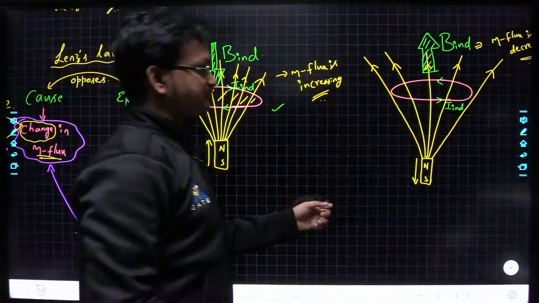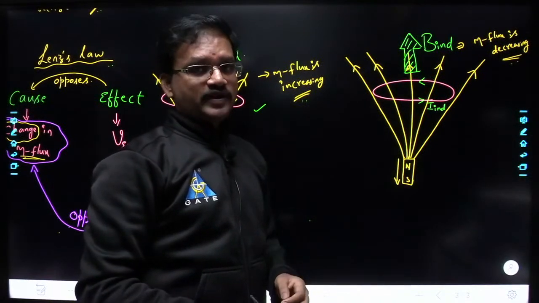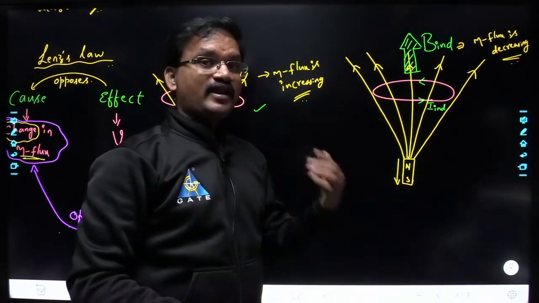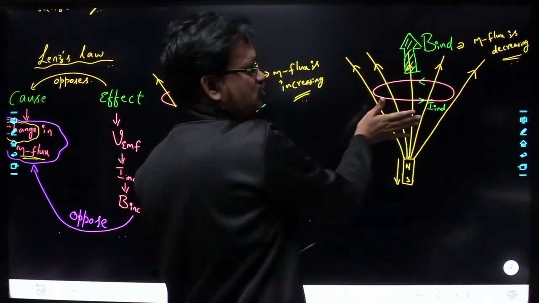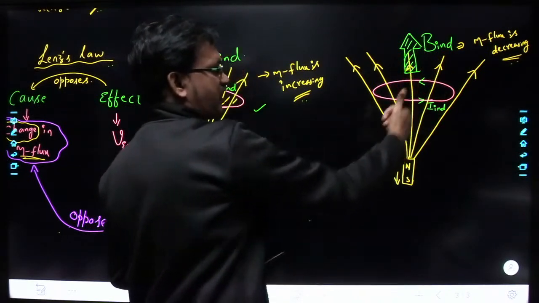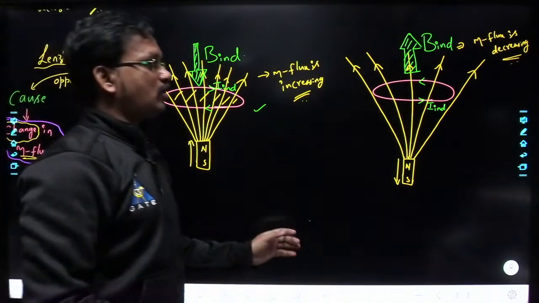Here the number of field lines that are penetrating through the loop is decreasing with respect to time, and the induced magnetic field will try to oppose the decrease. So it has to point in which direction? Upward direction. So in this case, the induced current will flow in which direction? Anti-clockwise direction. Understood? This is what you have to understand here.